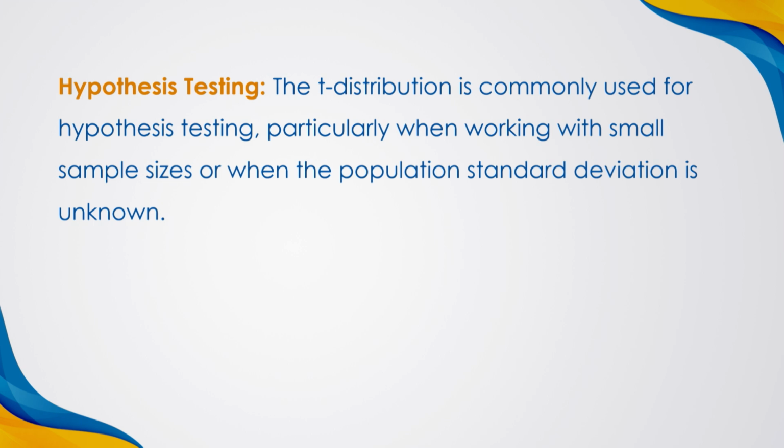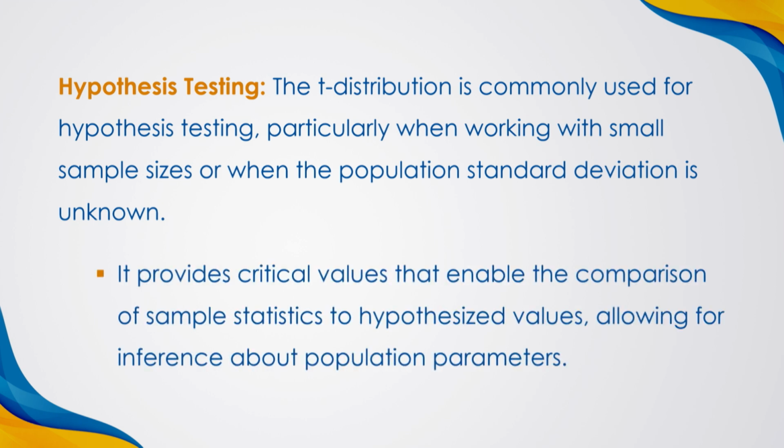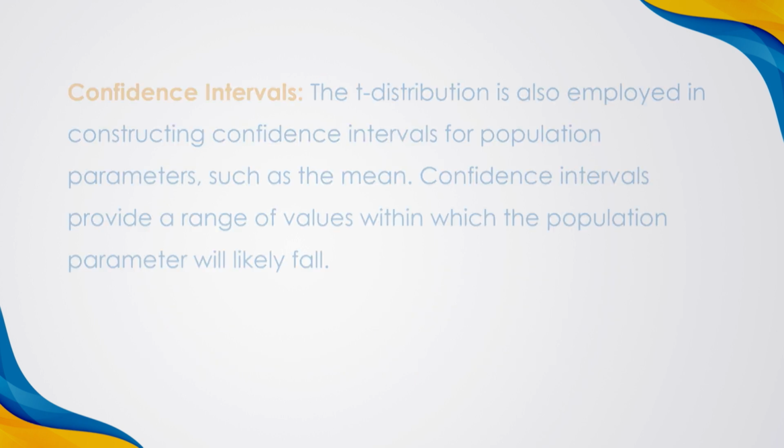Hypothesis testing. The t distribution is commonly used for hypothesis testing, particularly when working with a small sample size or when the population standard deviation is unknown. It provides critical values that enable the comparison of sample statistics to hypothesized values, allowing for inference about population parameters.